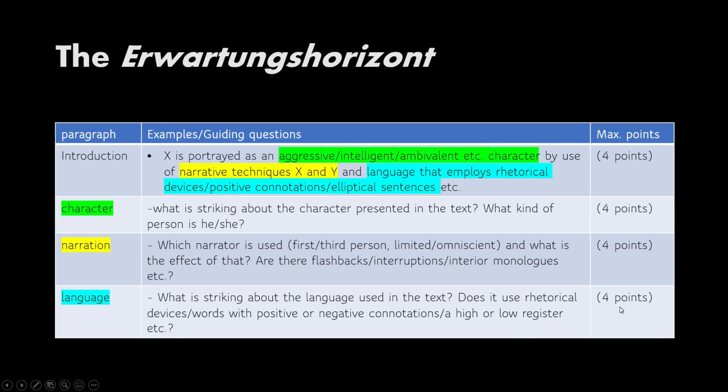So why would a teacher give, let's say, 4 points on narration? Well, he'll probably give you 1 or 2 points for naming the first third-person narrator, and then another 1 or 2 points for explaining in detail the effect this has in this story, and so forth with the other points.